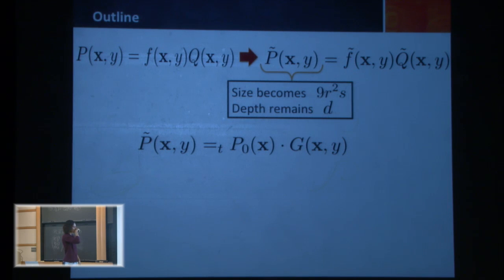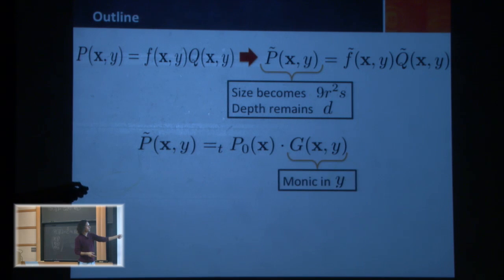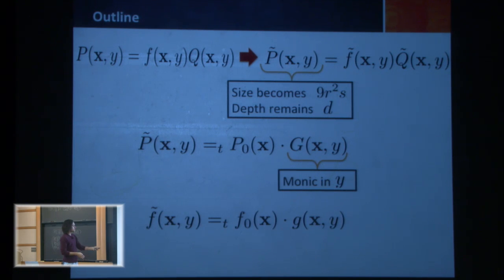Okay, so now what I do is I write P tilde. Notice that P tilde is equal up to degree T to P0 of X times some monic polynomial in Y, G(X,Y), by what I just showed you in this slide. So this G will be P tilde times this polynomial R of X. You can think of it as a rational function. Let's just think of a rational function to simplify things. And F tilde of X, the same way, will be equal to F0 times some little g of (X,Y), which is also monic in Y.